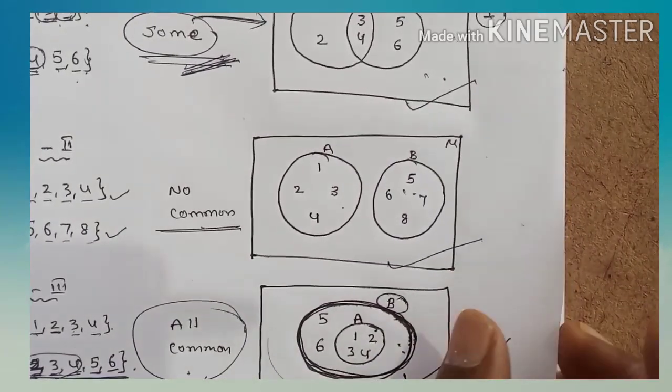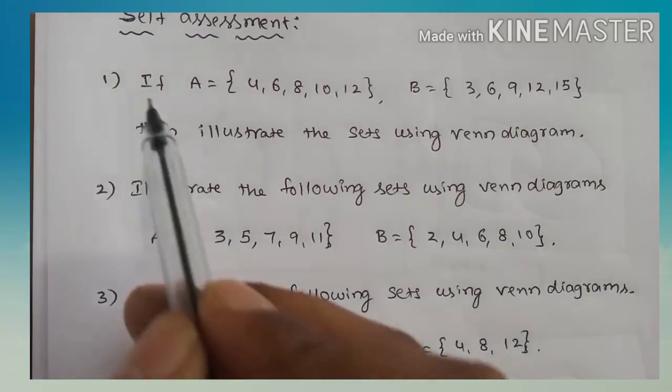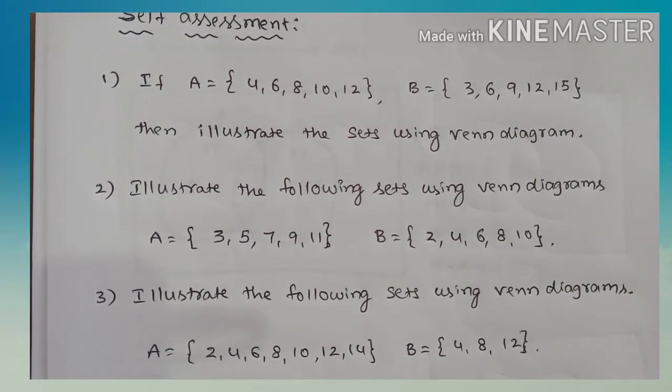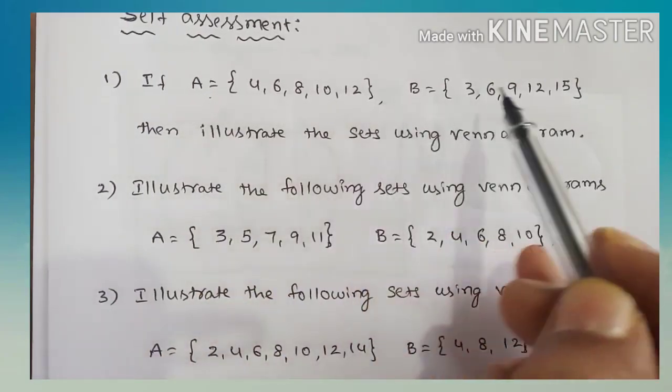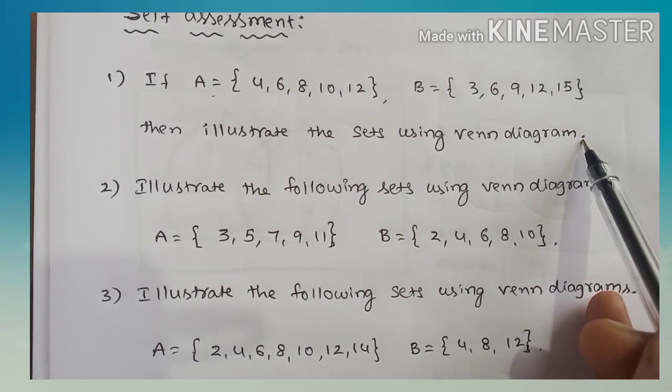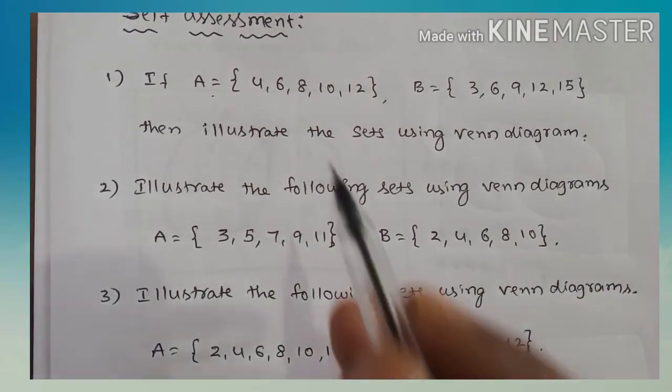I will give some self-assessment problems. We have to illustrate using Venn diagrams. Set A is given, set B is given. Illustrate the following sets using Venn diagram.